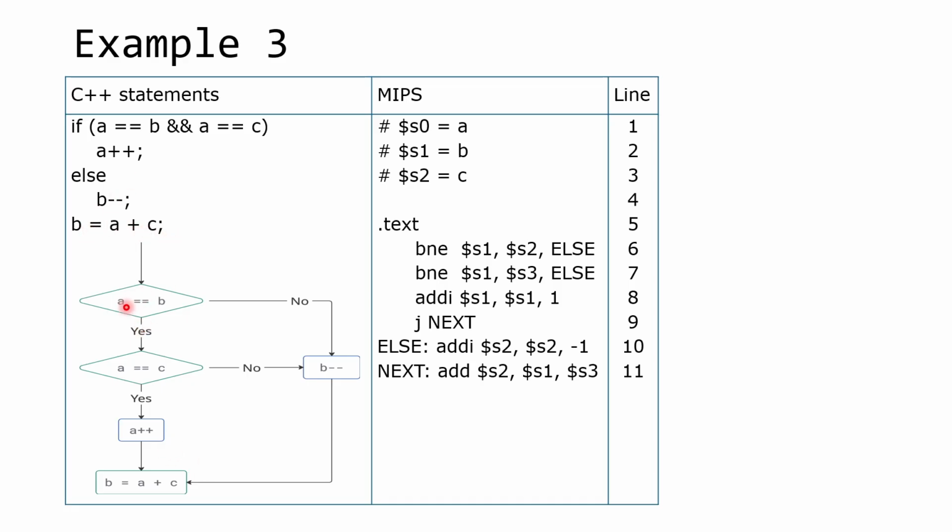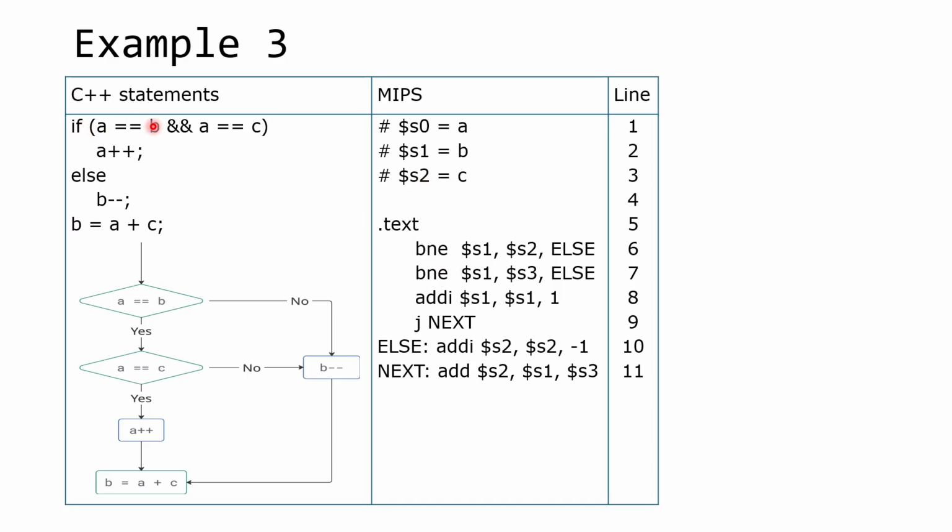So here, first we test A is equal to B. Okay, if it's yes, we test another one. But if it's false, we go to the B minus minus, right? So it will go to else automatically. So if the first one is false, we automatically jump to B minus minus here. Okay. And then the last one, after the B minus minus and A plus plus, we will execute this statement. Okay. So S0 is A, S1 is B, and S2 is C.